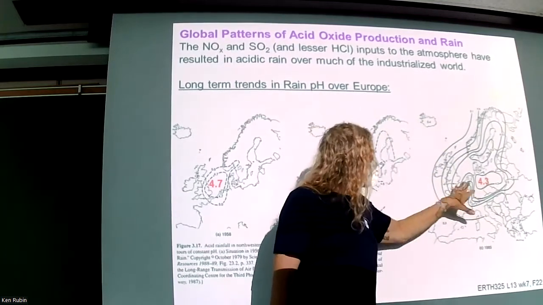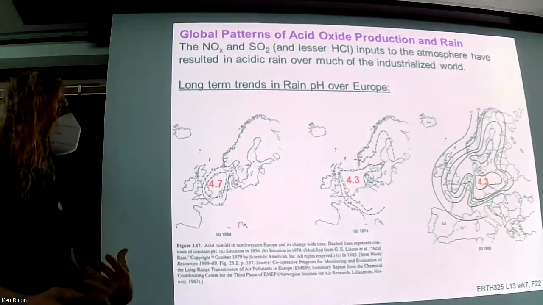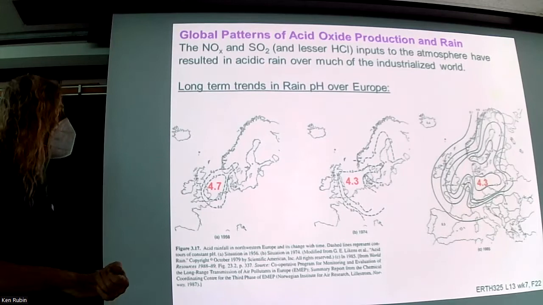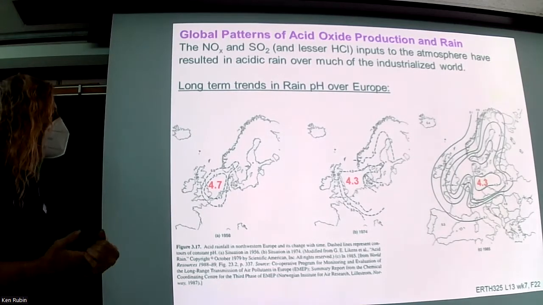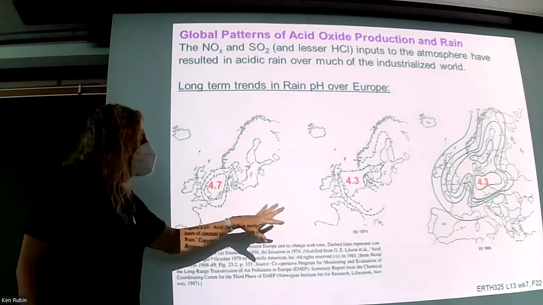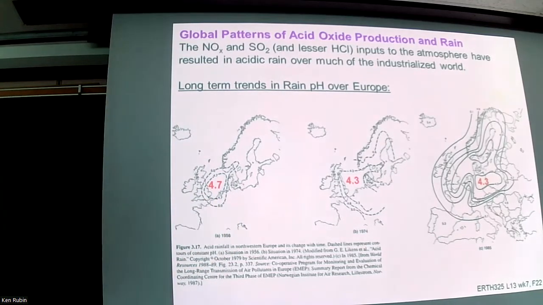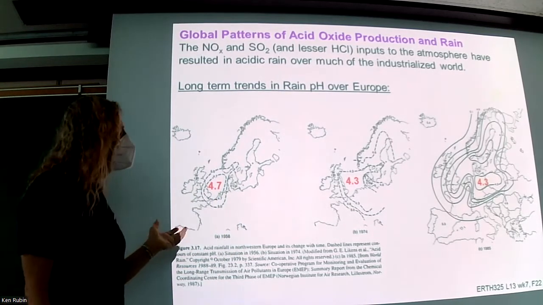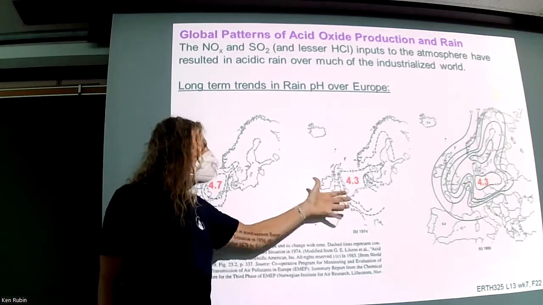It's also kind of migrated a little bit over the continent, where the source of a lot of the acid oxide production is, especially Germany and Poland on that particular map. But this is the kind of data that led to the realization in the 70s that maybe human activity is producing acid. And that's when it was first identified and tracked.